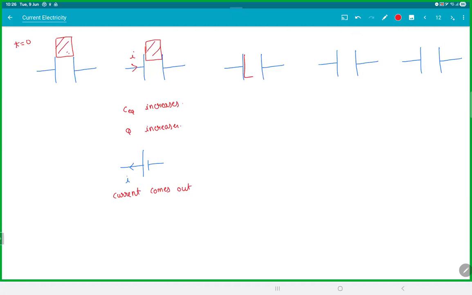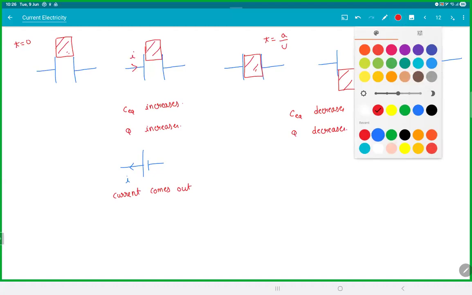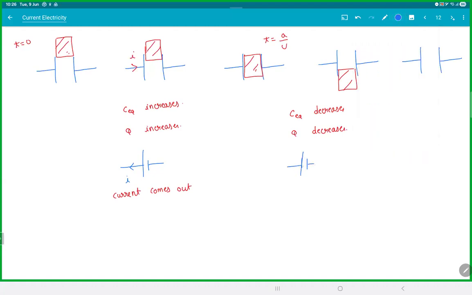And then when you are completely inside, you have reached a maximum value. So this will happen when time is equal to A by U. After this point, the slab starts coming out. If it is coming out, the C equivalent is decreasing. Current magnitude is still the same, but Q is decreasing. So the charge is going back into the battery. So current is going into the battery. The current reverses direction. And finally, when it comes out, C remains constant and current becomes zero.